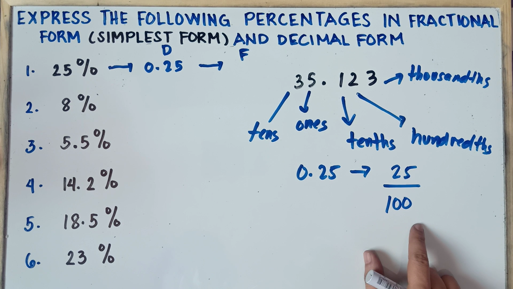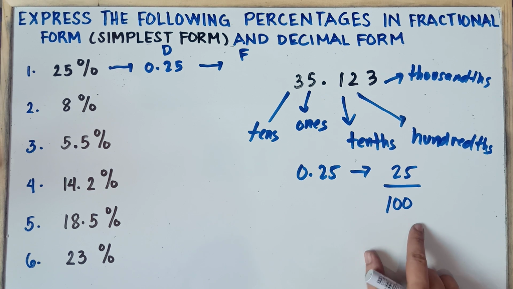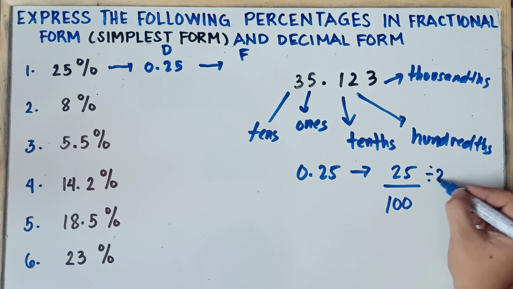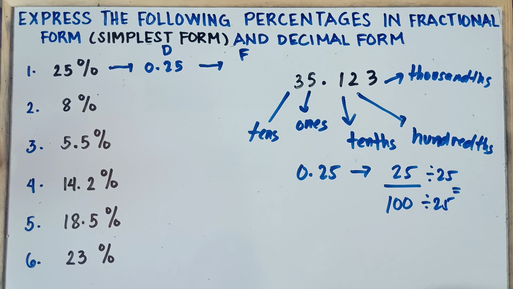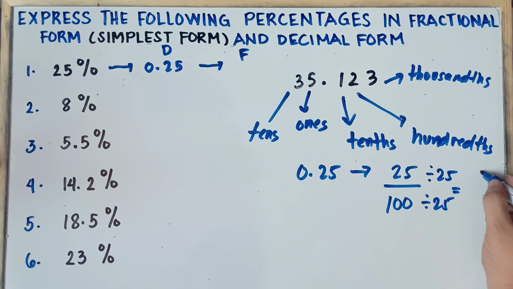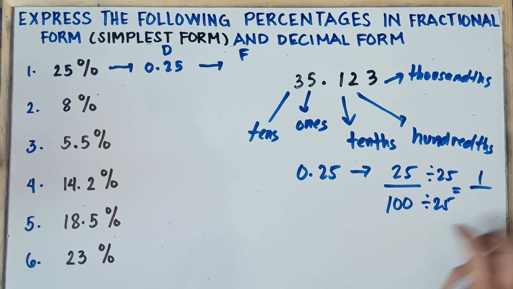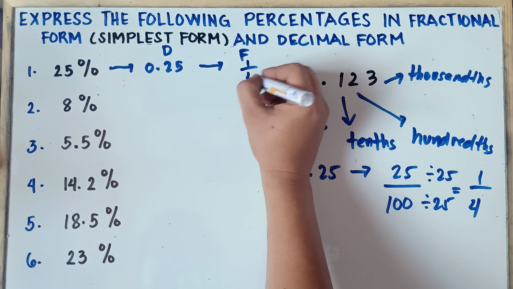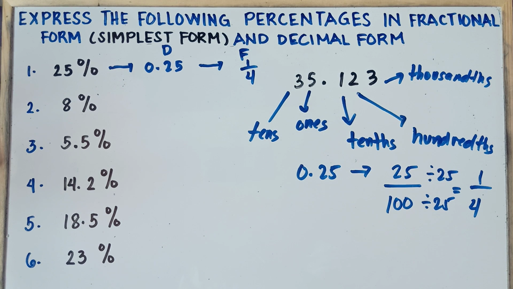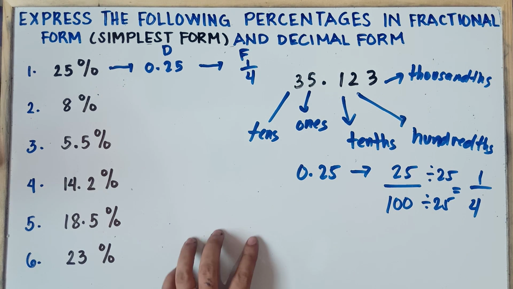So what would be the greatest common factor of 25 and 100? That's correct. It would be 25, right? We can divide 25 by 25. We can also divide 100 by 25. So 25 divided by 25 is 1, and 100 divided by 25 is 4. Therefore, class, the answer for number 1 for the fraction is 1/4. That's it, class. All set for example number 1.